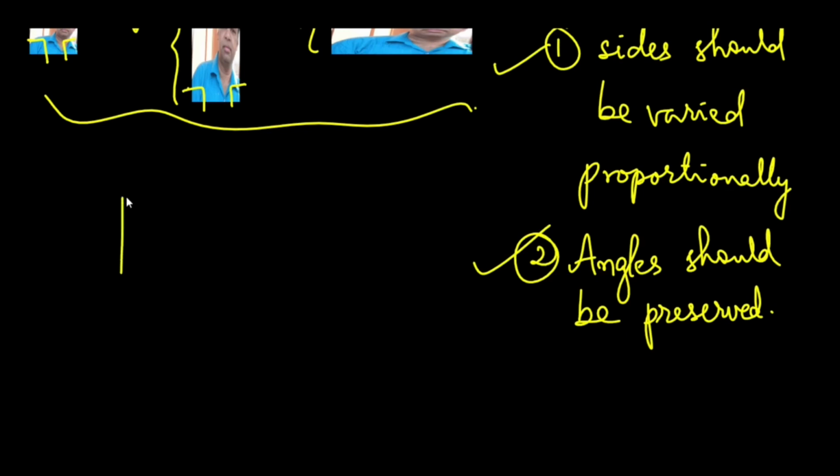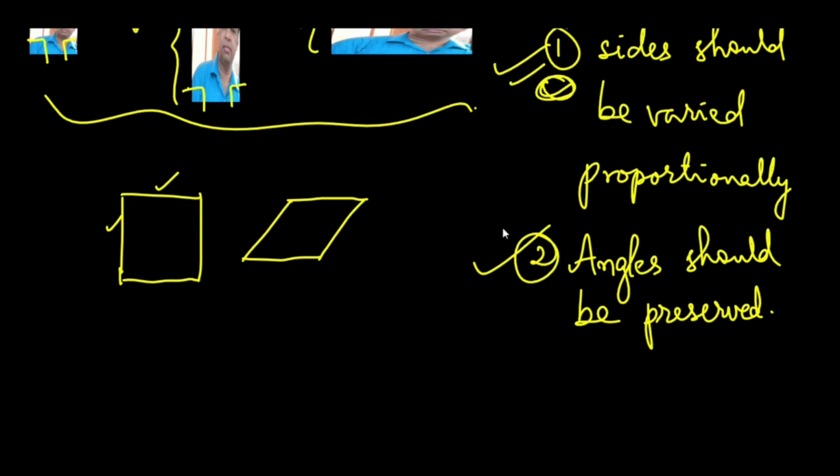Suppose we have a square and we are preserving the lengths of the square to the same length or proportional length. Here we are changing the angles but keeping the lengths in proportion. Here also we are getting distortion. So both these conditions should be met, first condition and second condition, to generate similar figures.